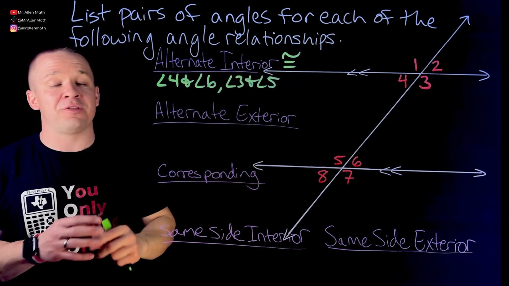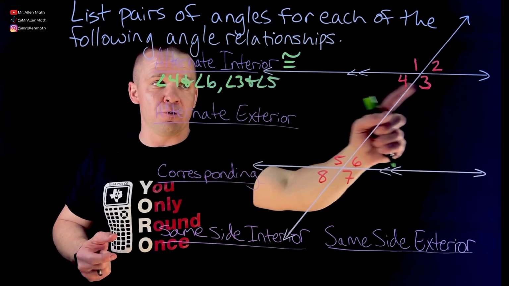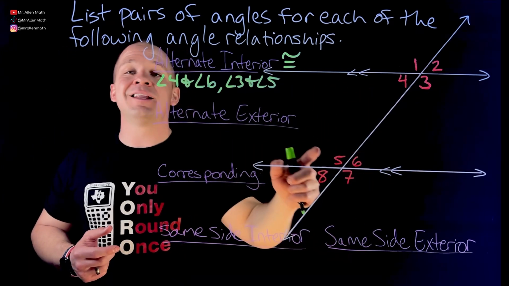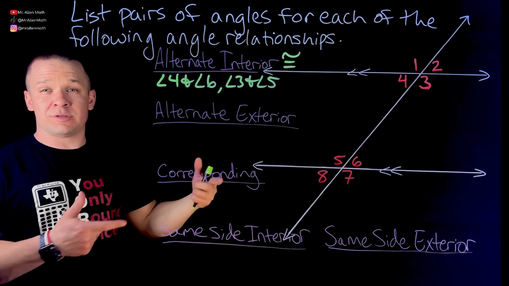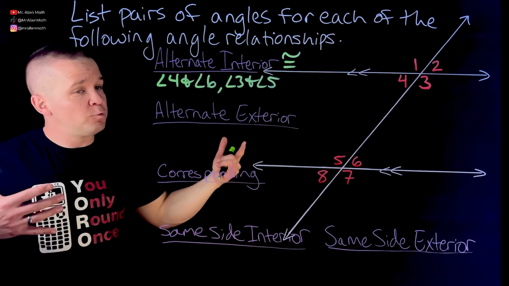So I'm going to write that down right there, that the alternate interior angles are congruent when we have parallel lines. So if you're wondering what those arrows mean, that means that they're parallel. Kind of like if you have congruent segments or congruent angles, you have markings for that. We got it for parallel as well, which is dope.